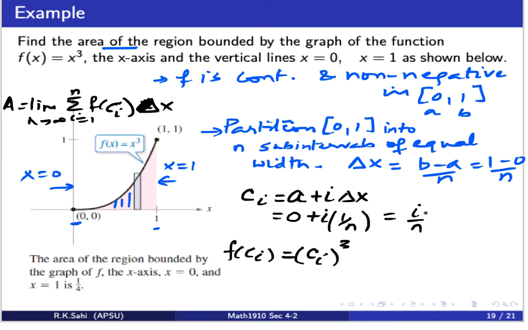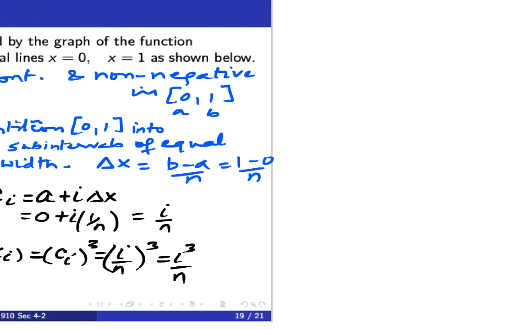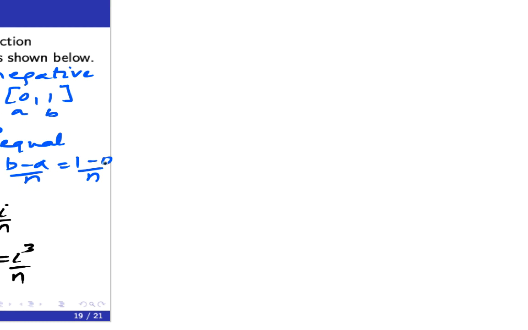So what is my ci? It's i over n, it's i over n cubed, which is what? It's i cubed over n. So we have basically found all the values of this variable, and we're now just going to plug in and do the math. I'm going to get a little more space to work on, and we're going to plug and chug the values.